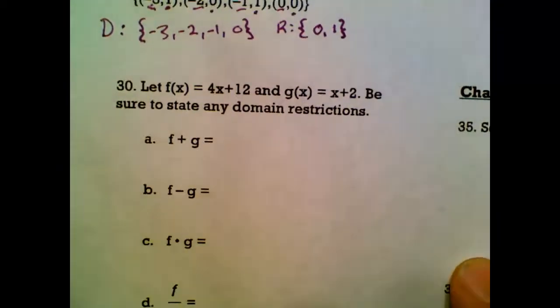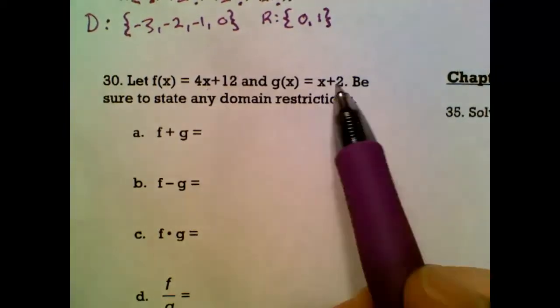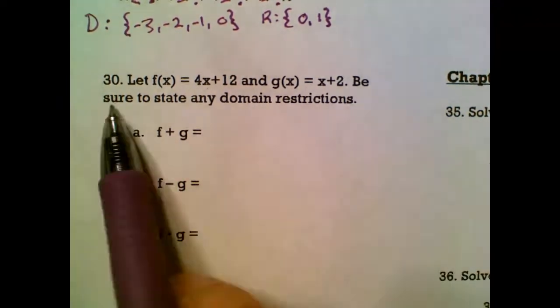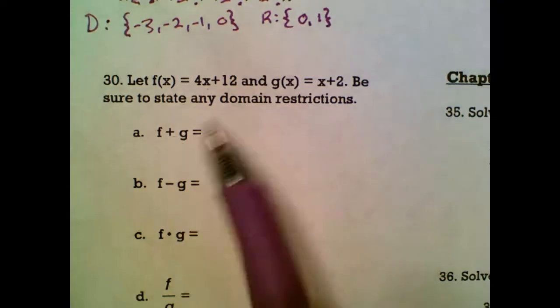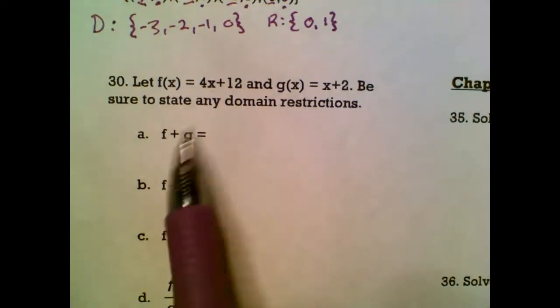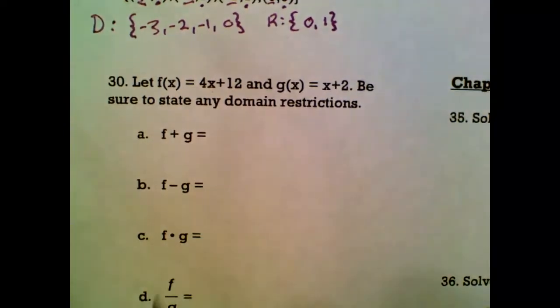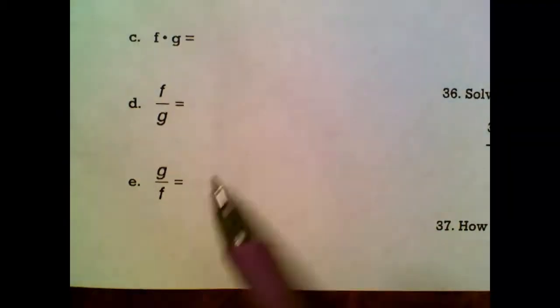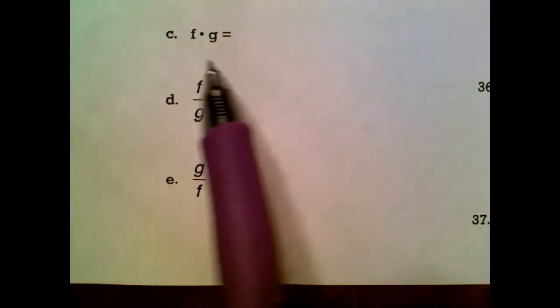Okay, moving on to number 30. It says let f of x be 4x plus 12 and g of x be x plus 2. Be sure to state any domain restrictions. So it really wants us to do these operations. It wants us to add f plus g, subtract, multiply, divide down here, and divide again down here, and state any domain restrictions, and we're going to run into that down in this area.